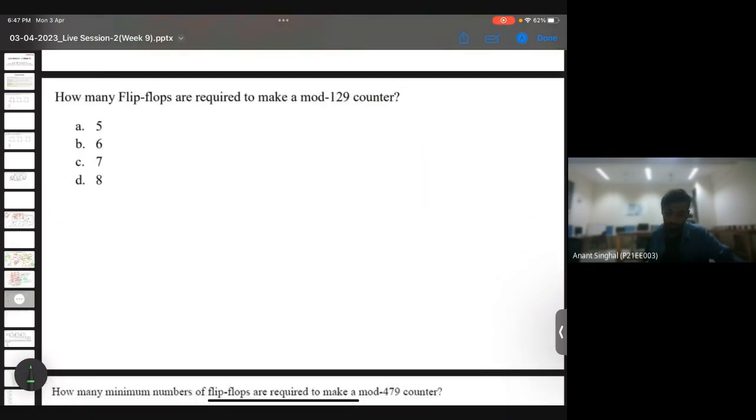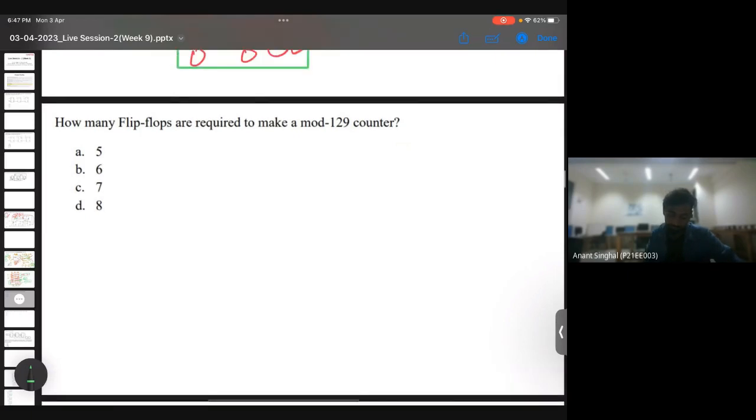Maybe you can try to solve this. It is quite an easy problem. Any answers?